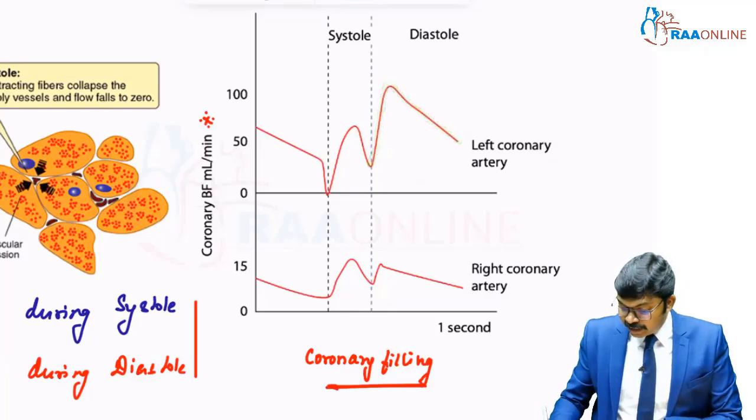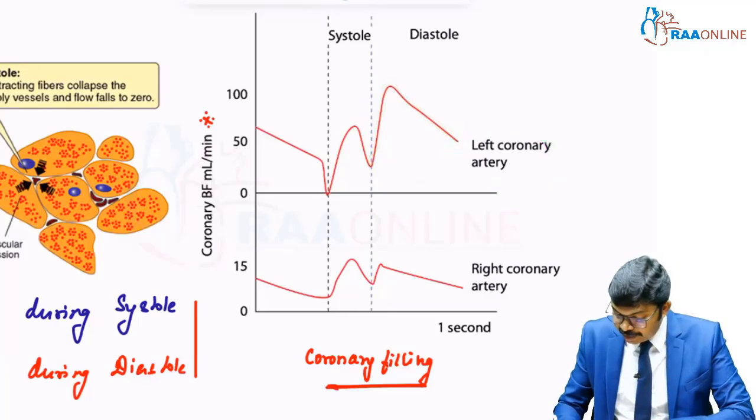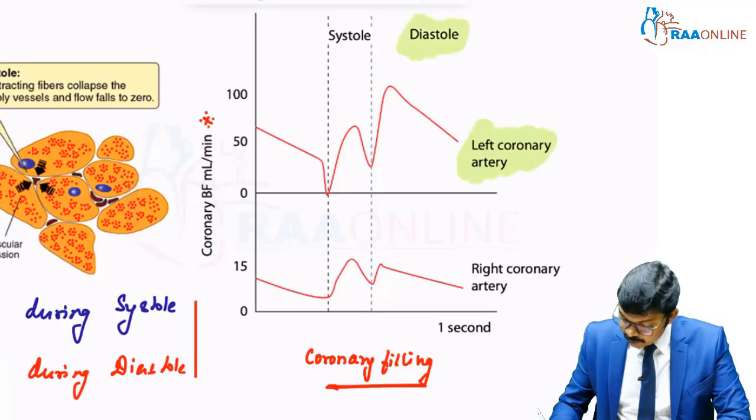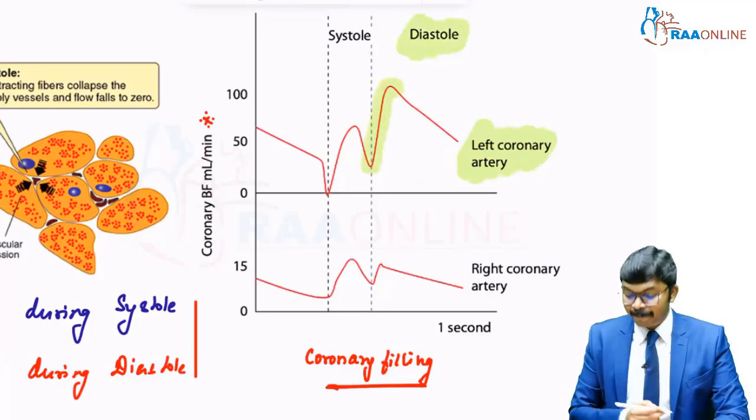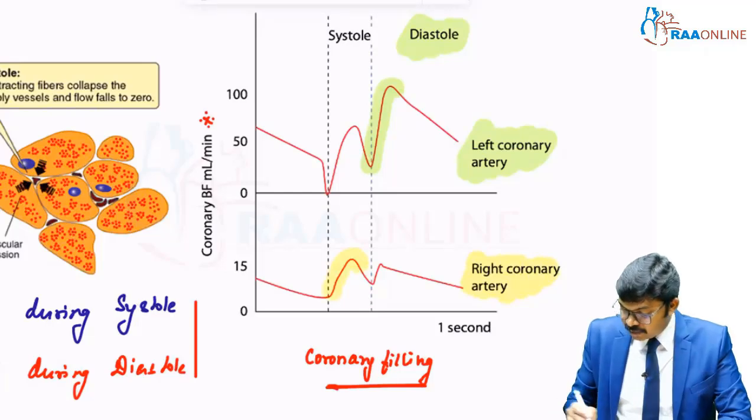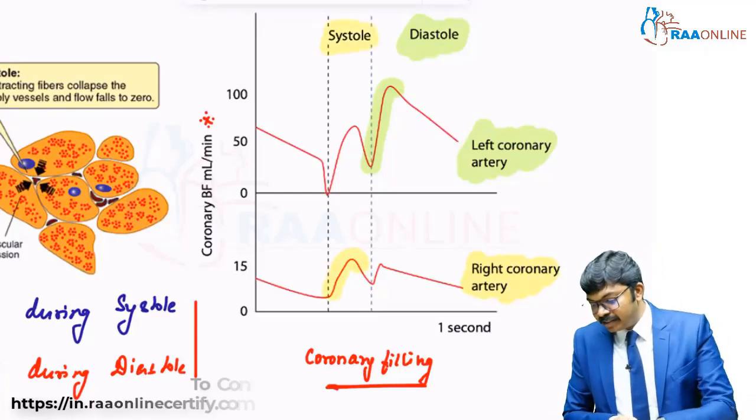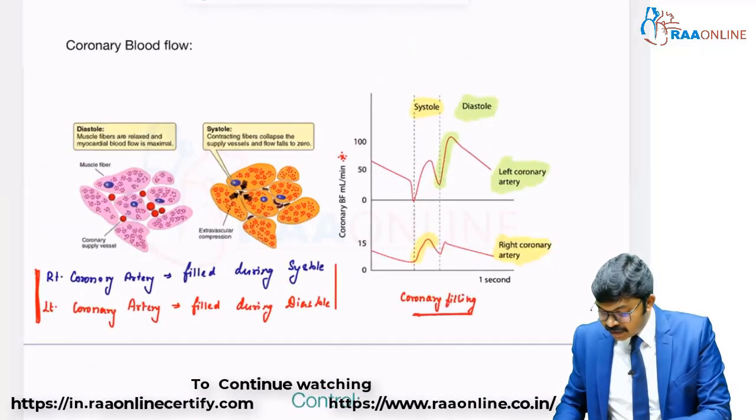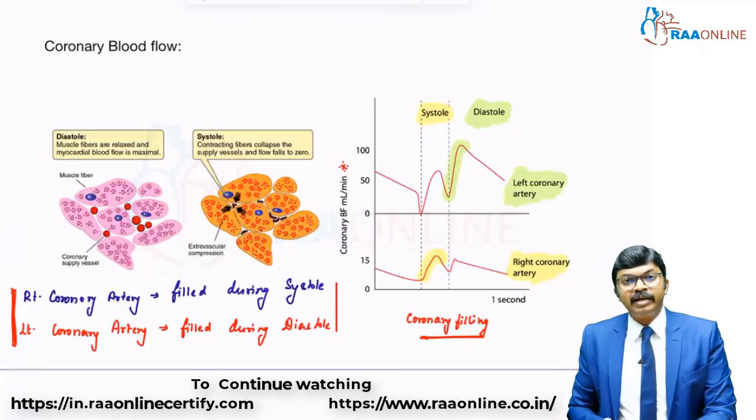So left coronary artery filling happens essentially during diastole, guys. You can clearly see much of the blood flow is happening during diastole. On the contrary, the right coronary artery is getting maximally filled during systole itself. So right coronary filling happens during systole, left coronary filling happens during diastole, guys. That's the way with which the coronary vasculatures are getting filled, people.